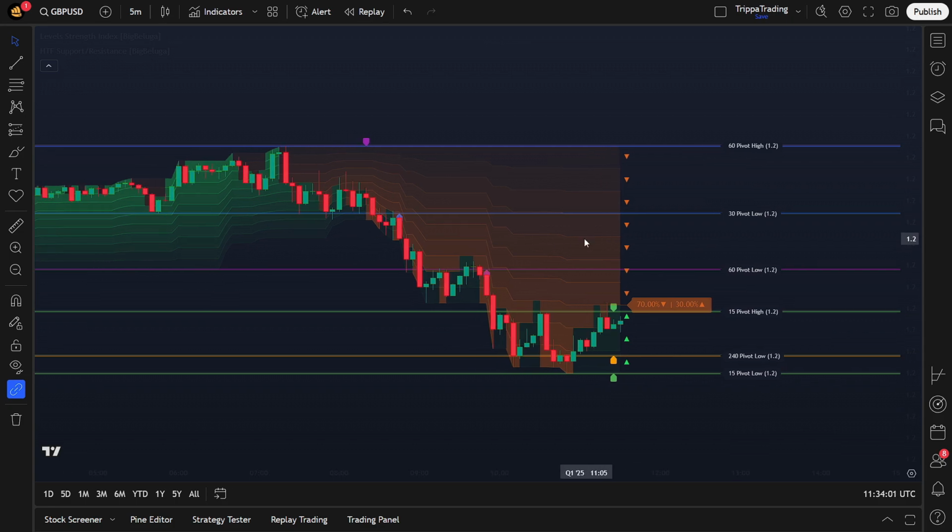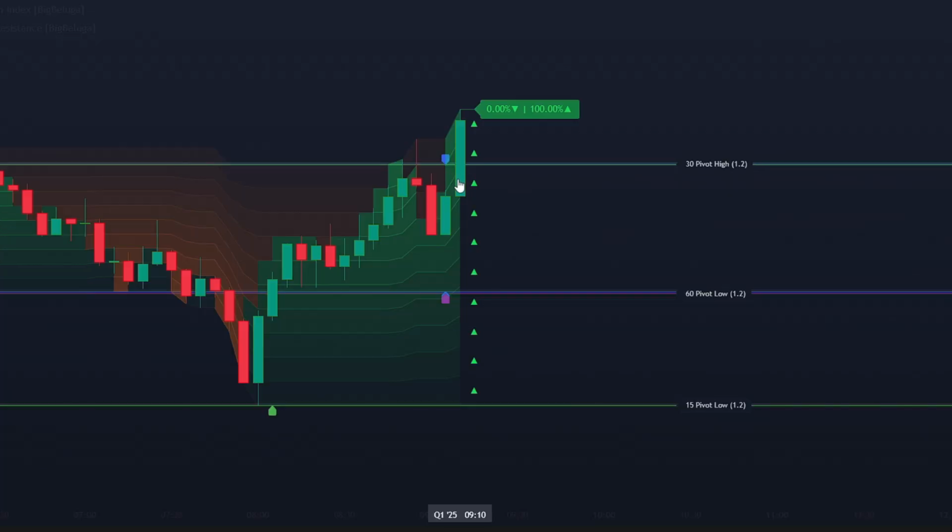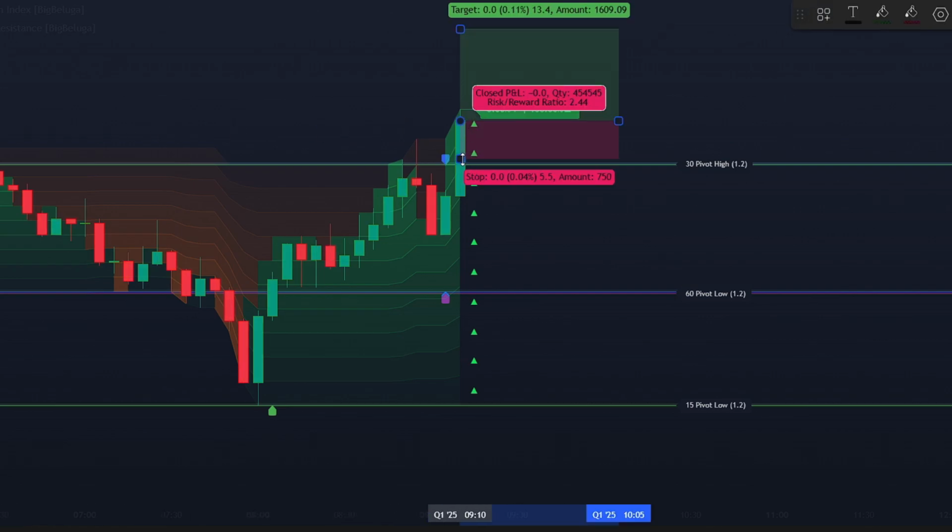Now, let's go through the rules for entering a buy and a sell position using these 2 indicators. For a buy position, wait for the price to break and close above a pivot high, just like it did here. And at this time, the upward probability should be 100%. So if these 2 conditions are fulfilled, you can open a buy trade here.